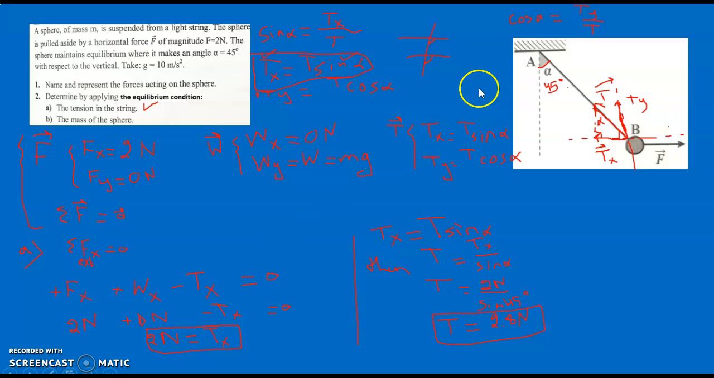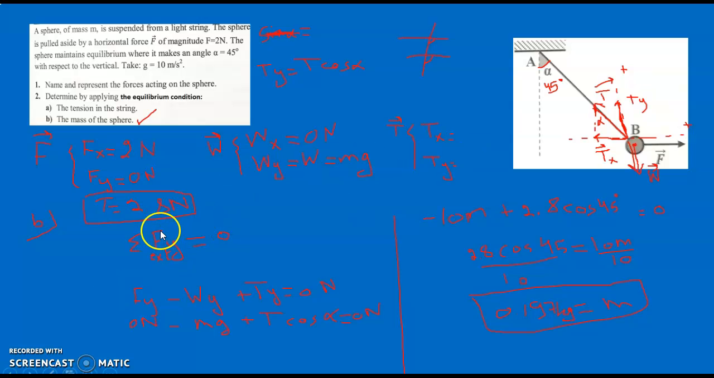The mass of the sphere was found to be related to W, which is in the y direction. So let's go and apply the equilibrium condition in the y direction. Again, the sum of all the external forces in the y direction is equal to 0. So Fy is 0, minus Wy, because Wy is in the negative direction, that's why we write minus. And Ty is in the positive direction, so we write plus Ty equals 0 Newton. 0 minus mg plus T cosine alpha equals 0 Newton.